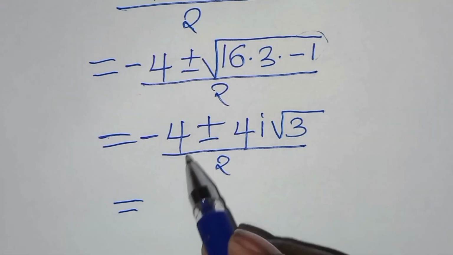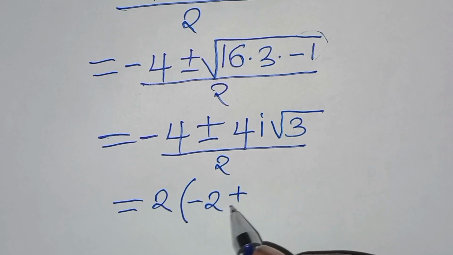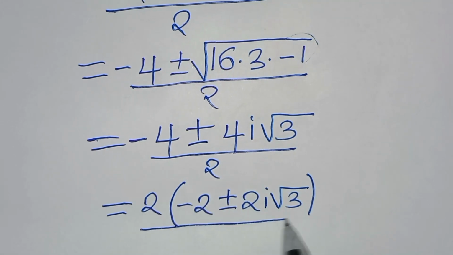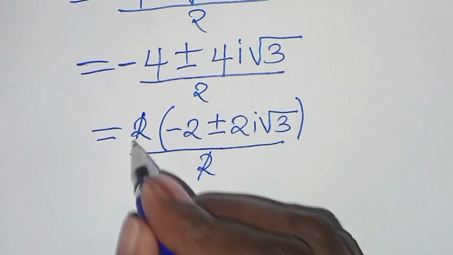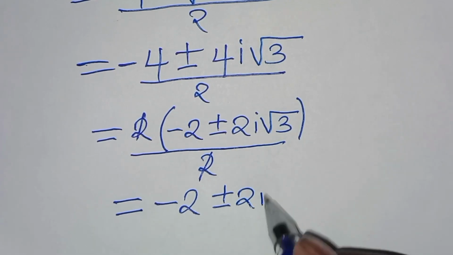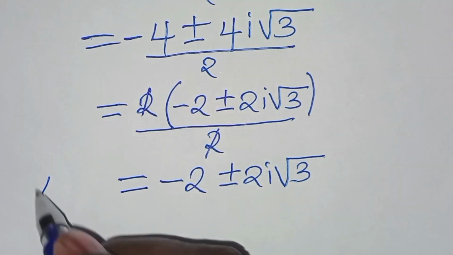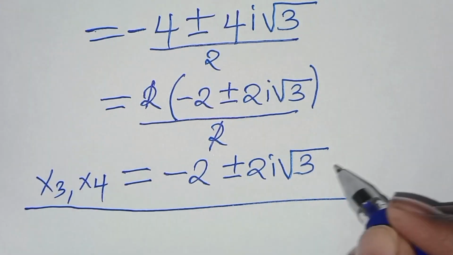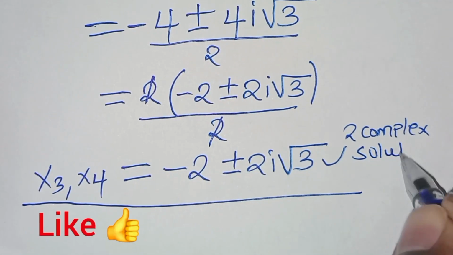In the next phase, we can factor out 2, which is common. Then we'll have minus 2 plus or minus 2i square root of 3, all this divided by 2. Let's simplify the 2 and 2, so that we have minus 2 plus or minus 2i square root of 3. So this is actually x3, x4. These are two complex solutions.